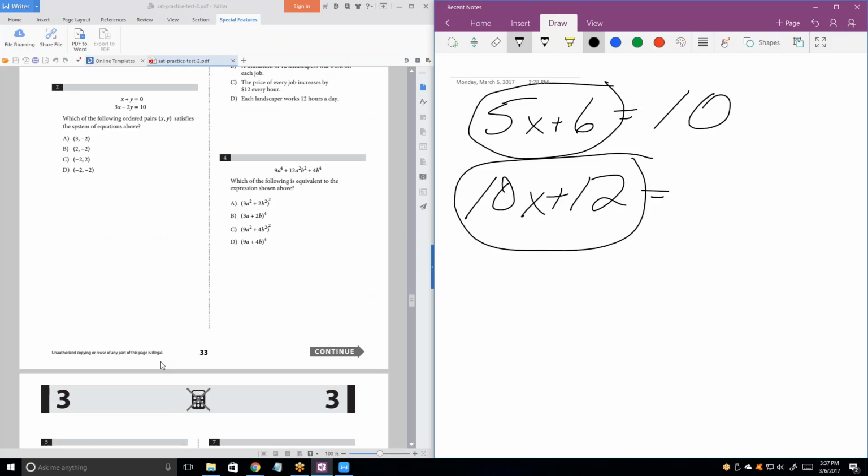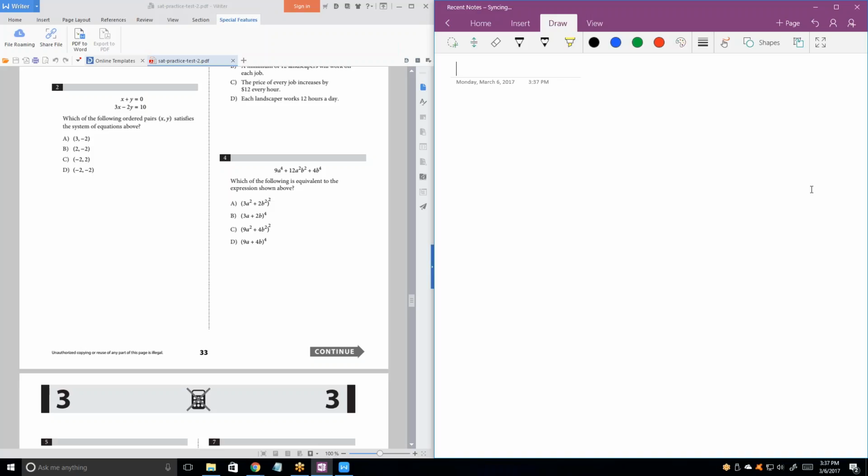Hold on a minute. Let me see if I can blow this up a little bit. I don't see a zoom button anywhere. Where's my zoom button? Can you read that all right? Let me write it.